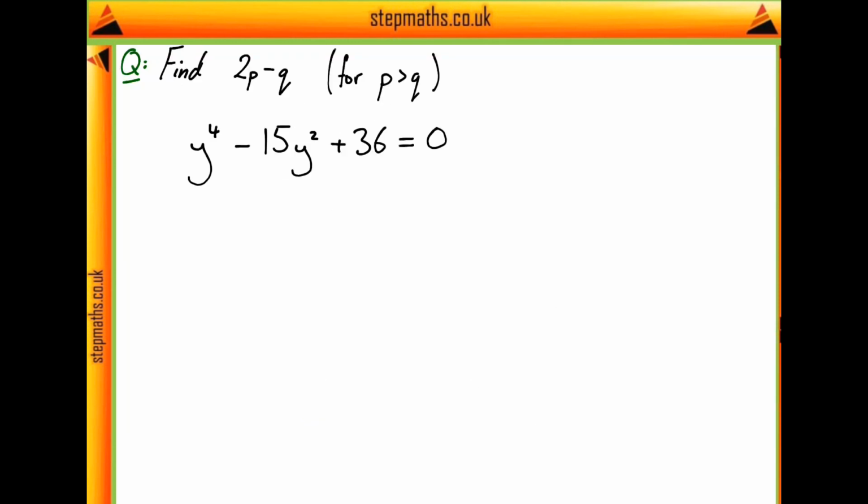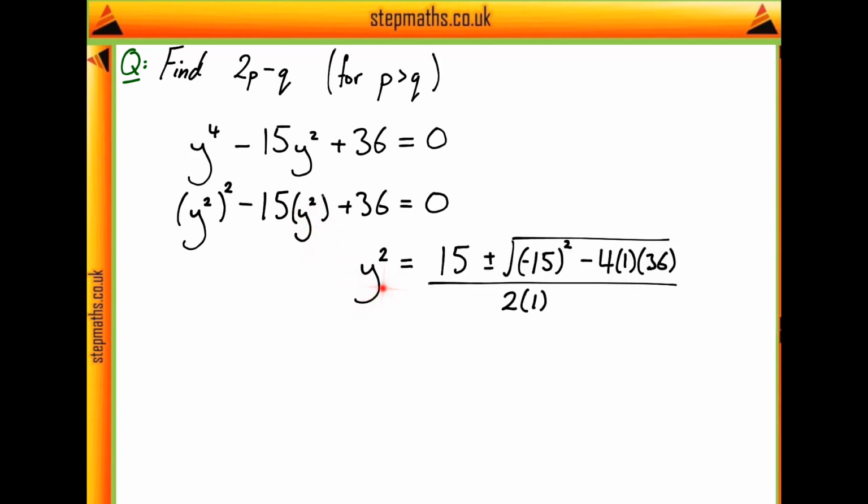So looking at this question, we can see that it's a quartic, which generally are pretty tricky to solve. But in this case, you might notice it's actually going to be a quadratic equation in y squared. So this is because we have y squared squared minus 15 y squared plus 36 equals 0. So actually we can just turn it into a quadratic equation, but rather than x, we have a y squared.